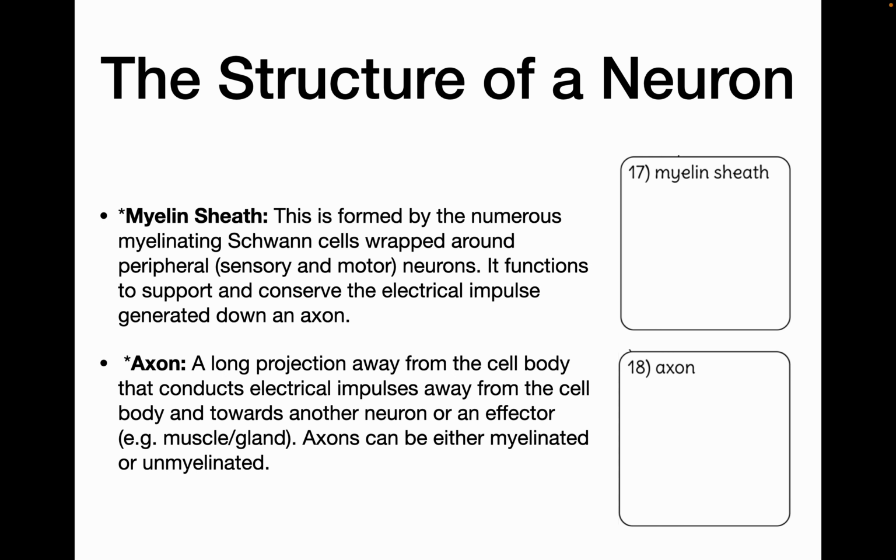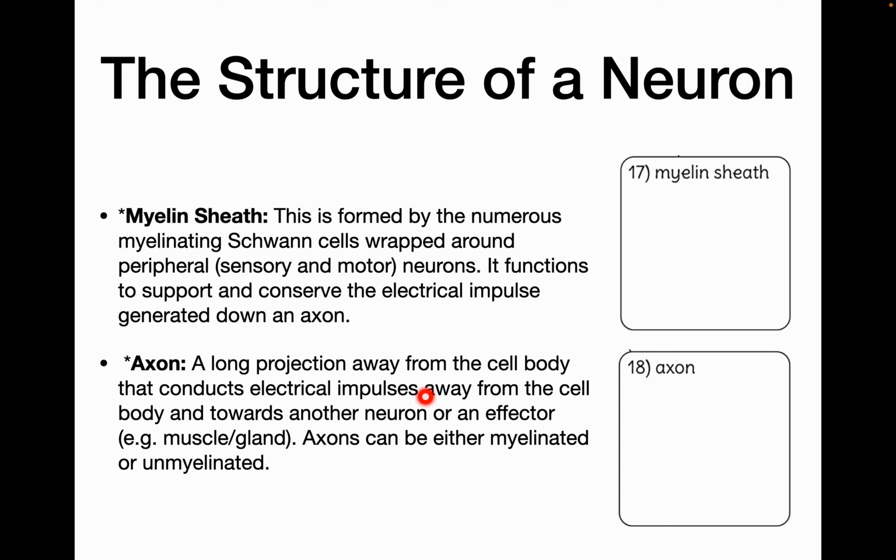Okay, myelin sheath for everybody. So this is all the Schwann cells that are myelinating around the axon. And they're going to be important for helping make the signal happen more quickly. This is really important in our sensory and motor neurons especially.